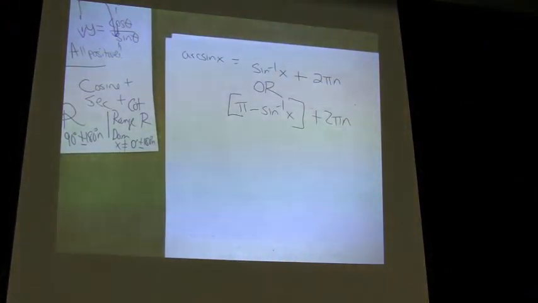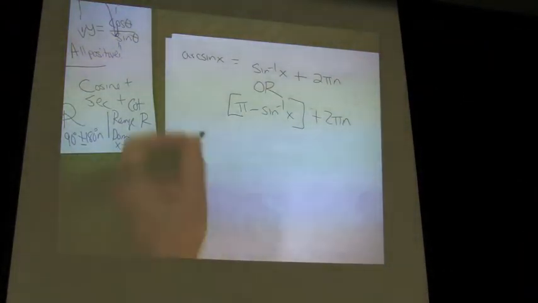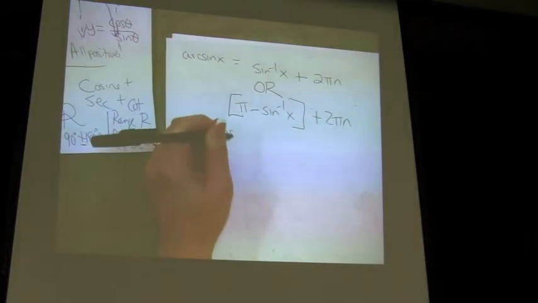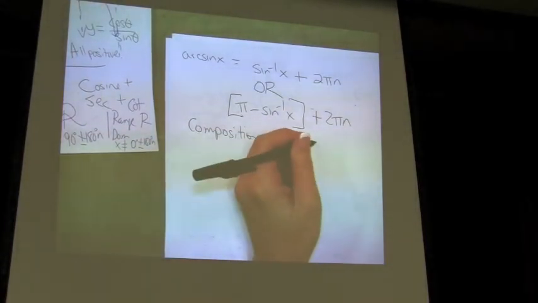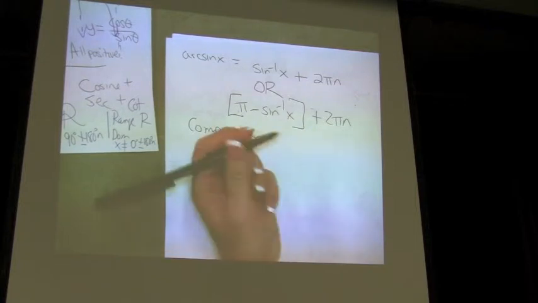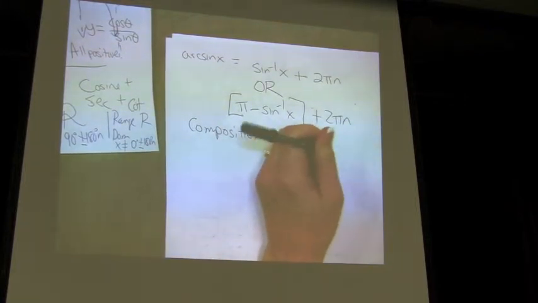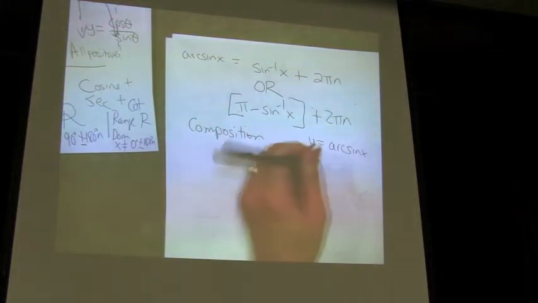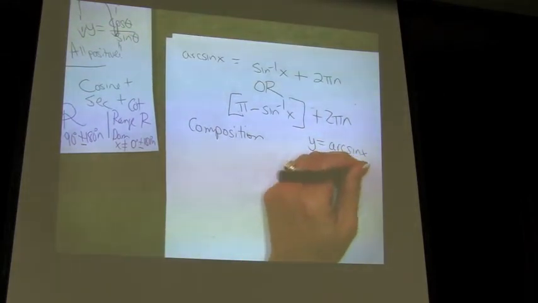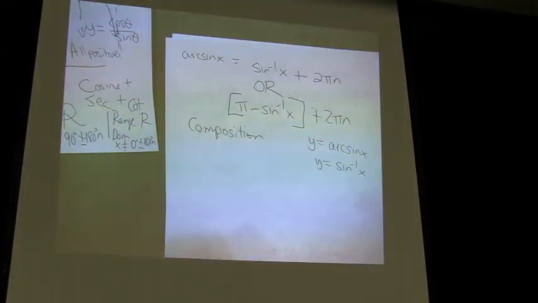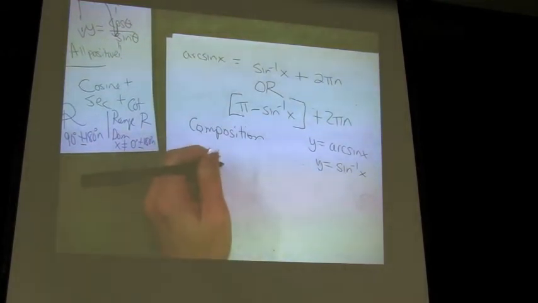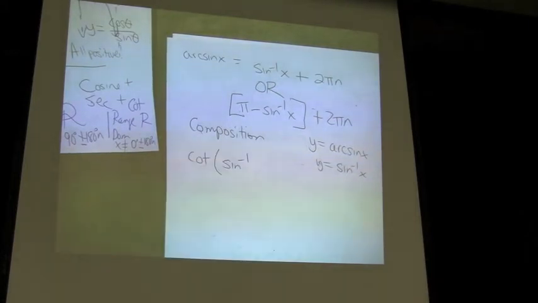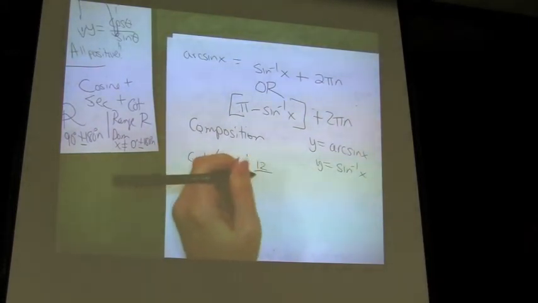There were 2 other things in this chapter. There was an idea called composition in this chapter, and we also taught you about basically the difference between y equals arc sine of x and y equals inverse sine of x. Composition. Let's say we asked you to find cotangent of inverse sine of 12/13.